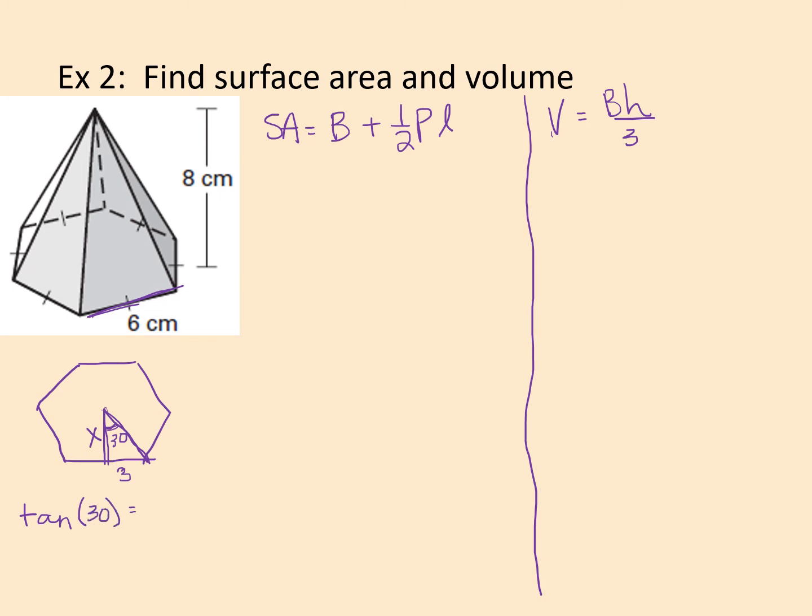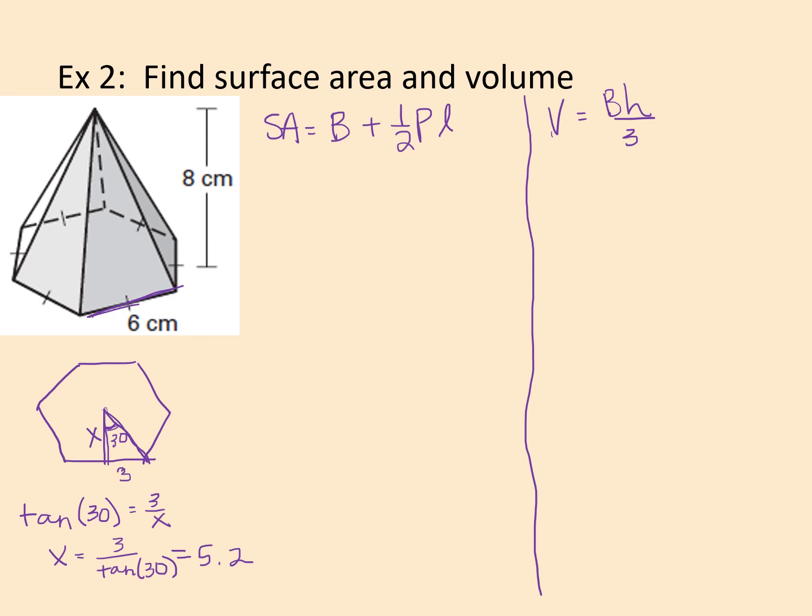So tangent of 30 equals 3 over x. In your calculator, you could type in x equals 3 divided by tan 30, and you would get back a number that is 5.19, and then it rounds up, so it's going to be 5.2. So the height of this triangle is 5.2.